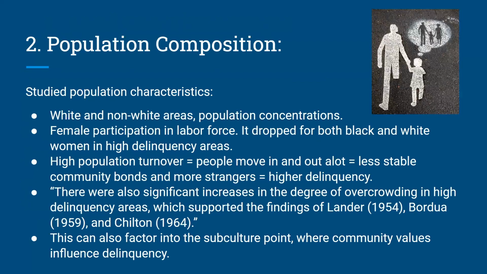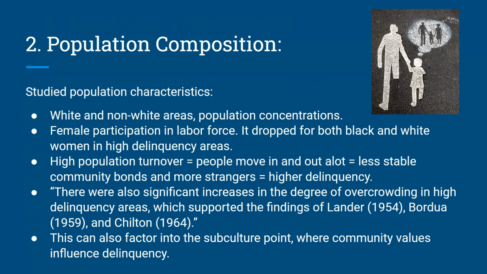The second point they made was about population composition, and they studied various characteristics such as the race, and so a white majority versus non-white majority areas, and how those different population concentrations can affect the crime rates. They also looked at female participation in the labor force, and they saw that in LA during the 1950s to 70s, the labor force participation dropped for both Black and white women in high delinquency areas.